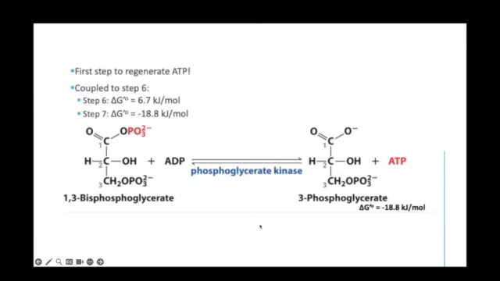Okay, this is our step 7, and this is a step that is coupled to the previous step. We produce a lot of energy, or we get a lot of free energy in this step, which makes the previous step possible. So we have 1,3-bisphosphoglycerate, which transfers a phosphate group, which then releases energy. So phosphoglycerate kinase catalyzes this step, and our product is 3-phosphoglycerate. And overall, the free energy change here is negative, which means it's a spontaneous reaction.